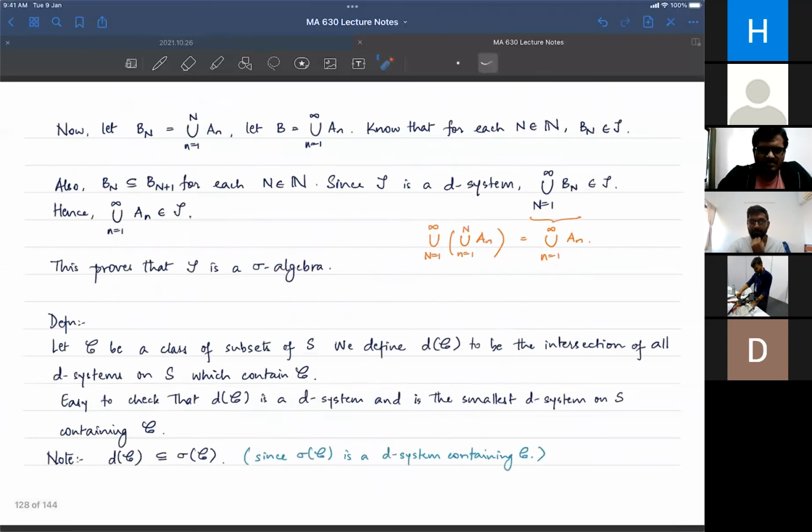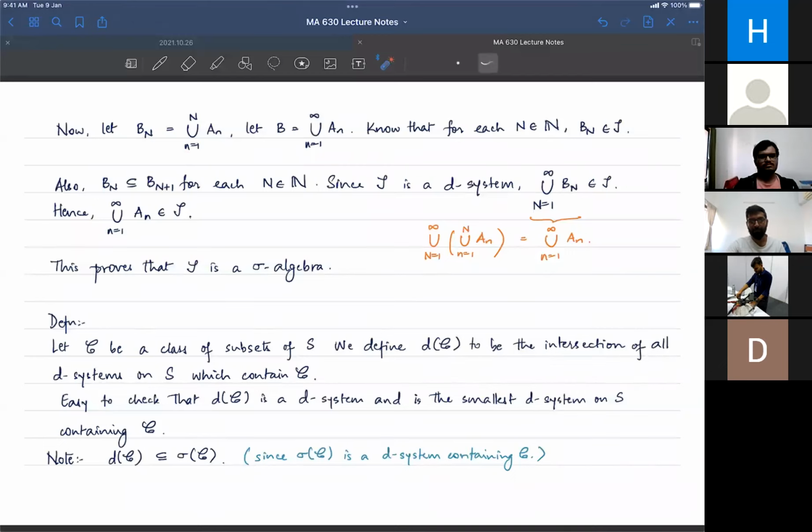That property is not going to be applied to the An. It's going to be applied to these guys, the Bn. The Ans are not sitting inside each other. You have no information about that. But the Bns are sitting inside each other. B1 is sitting in B2, B2 is sitting in B3, B3 is sitting in B4, and so on, and all of them are sitting in B. So Bn is the union of An, n going from 1 to capital N. B is the union of An, n going from 1 to infinity. The Bn's keep getting bigger as n gets bigger.